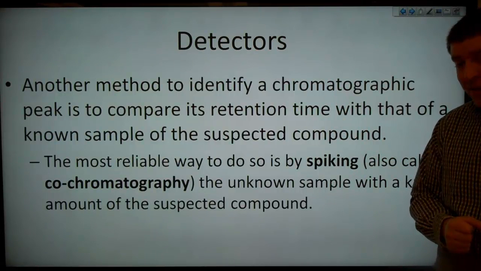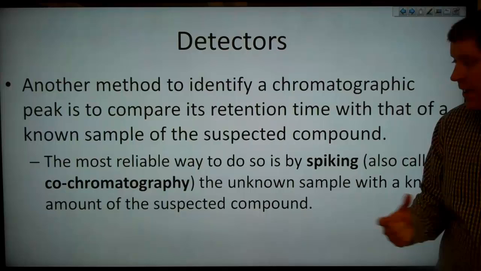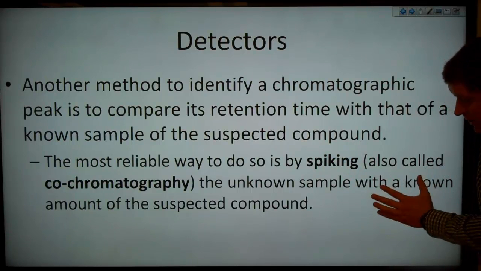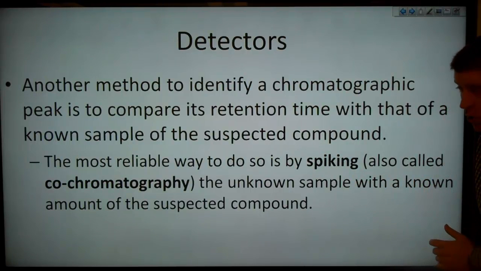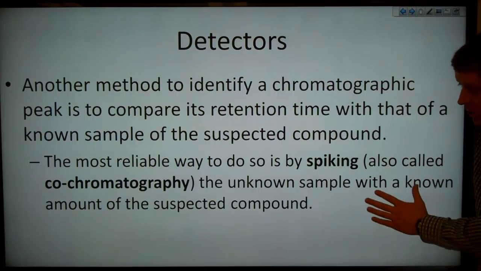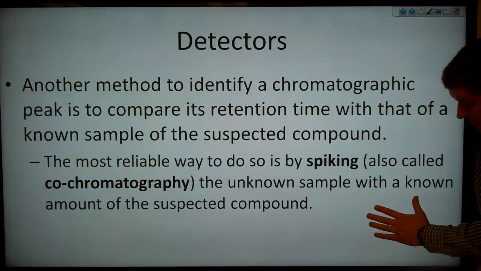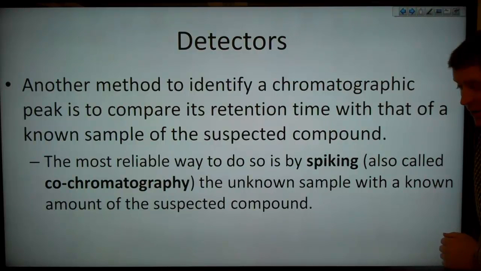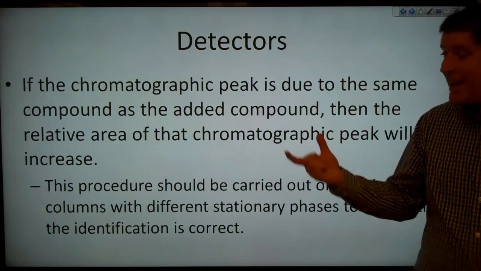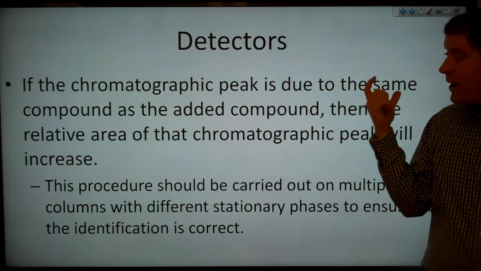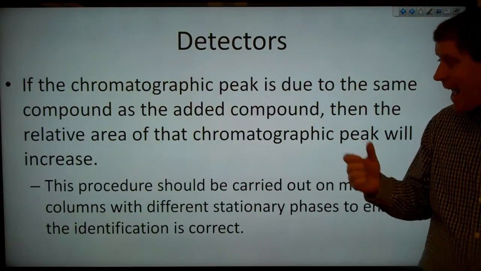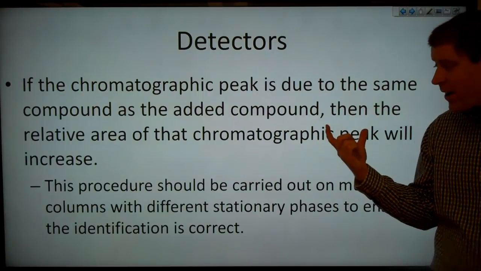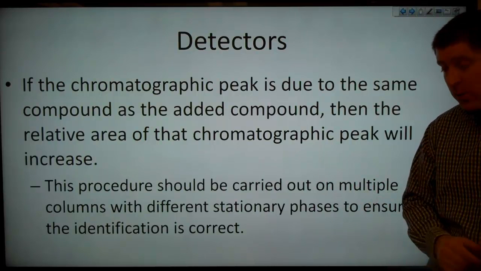Another method to identify a chromatographic peak is to compare its retention time with that of a known sample of the suspected compound. And the most reliable way to do this is by spiking, also called co-chromatography. So we spike the unknown sample with a known amount of the suspected compound. And if the chromatographic peak is due to the same compound as that added compound, then the relative area of that chromatographic peak will increase.